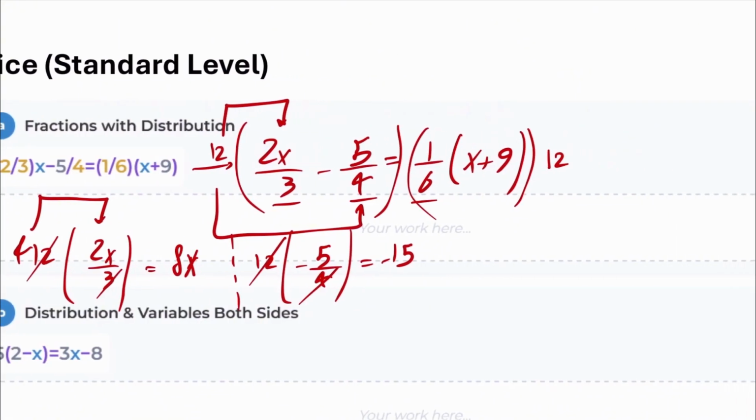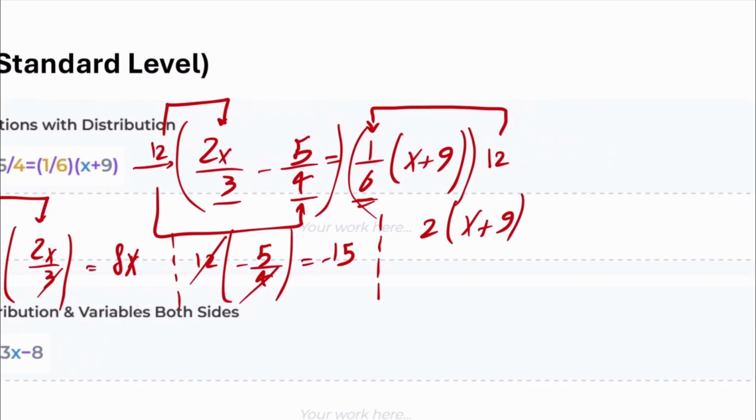After that, I do have 12 times the whole thing. The very first thing that I have to do, I have to multiply 12 by the coefficient, which is 1 over 6. 12 divided by 6, it would be 2. So at this point, I do have 2 times x plus 9. After that, I know for a fact I have to get rid of what? Get rid of the fraction itself.